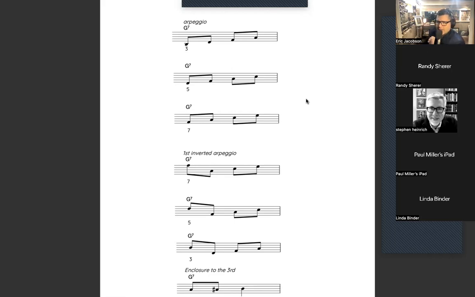So I'll start on, how about I just start on the 1? And it's going to happen right away. If I go on the 1, I'll go down to the 7th.